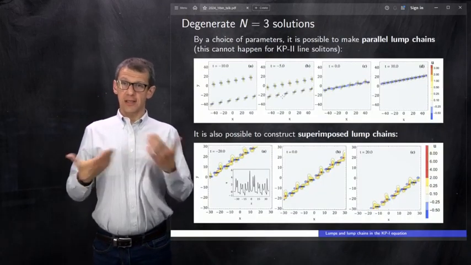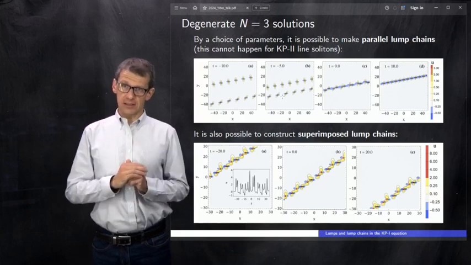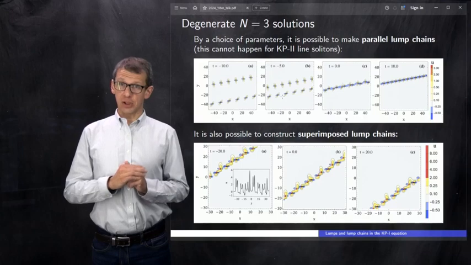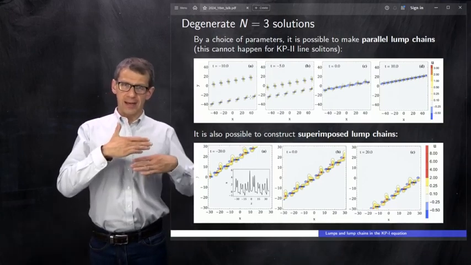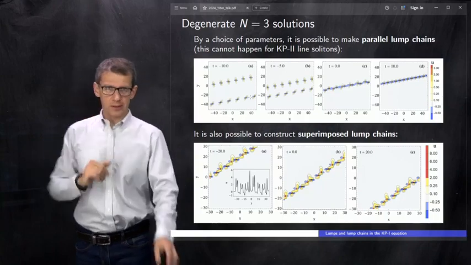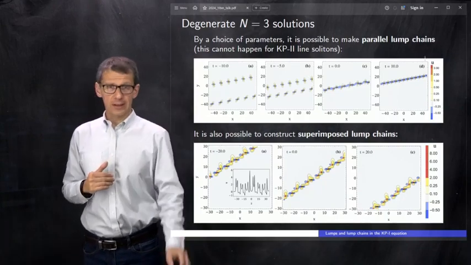But you can also do things that cannot happen for KP2. For example, in KP2, you cannot have parallel line solitons. But in KP1, you can have parallel lump chains. So for example, you can have two lump chains where one of them catches up with the other, and then they just kind of join in. So you have these two solutions, and then you have a single lump chain propagating.